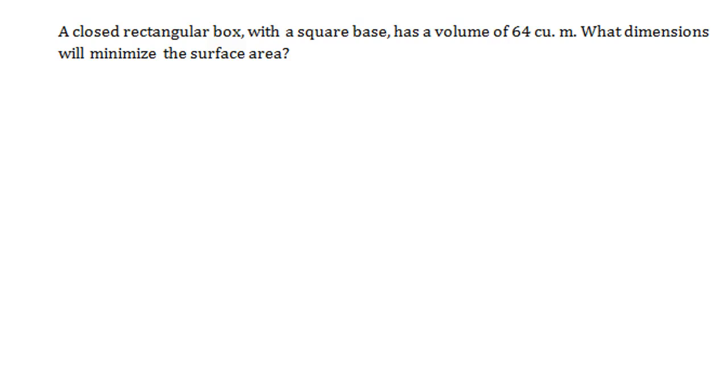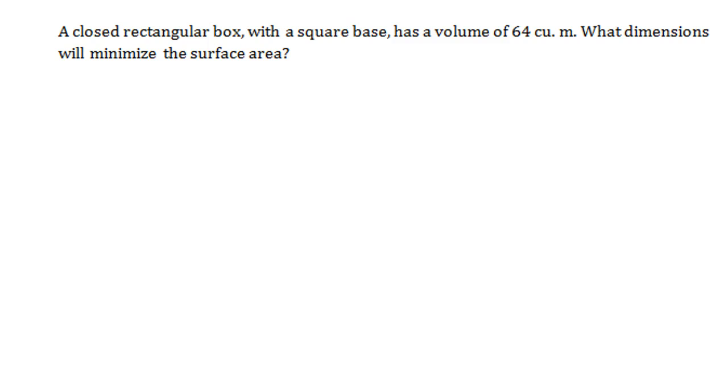Okay, here's another example of an optimization question. You're given a closed rectangular box with a square base, and it has a volume of 64 cubic meters. You're asked to find what dimensions, in this case length, width, and height, will minimize the surface area.